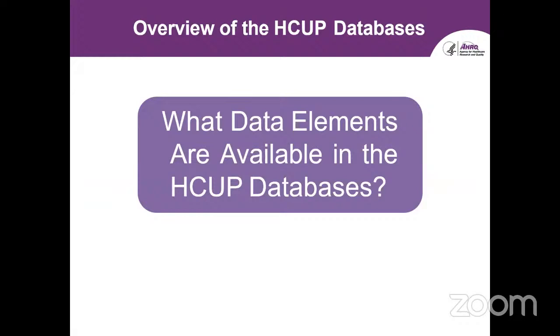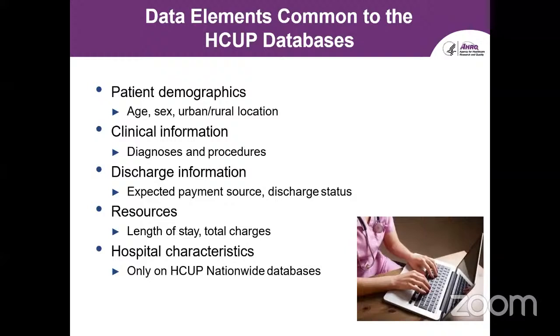So what data elements are available in the HCUP databases? Dr. Hozaifa earlier mentioned demographics. So you'll find information about the patient's age, sex, and whether they come from an urban or a rural location. You'll find what procedures and diagnoses are in there using ICD-10 or ICD-9 coding. You'll find discharge information, like payment source, whether it's self-pay or insurance, and then discharge status. You'll also have access to resources such as length of stay and what the total charges were. Hospital characteristics are only in HCUP nationwide databases.